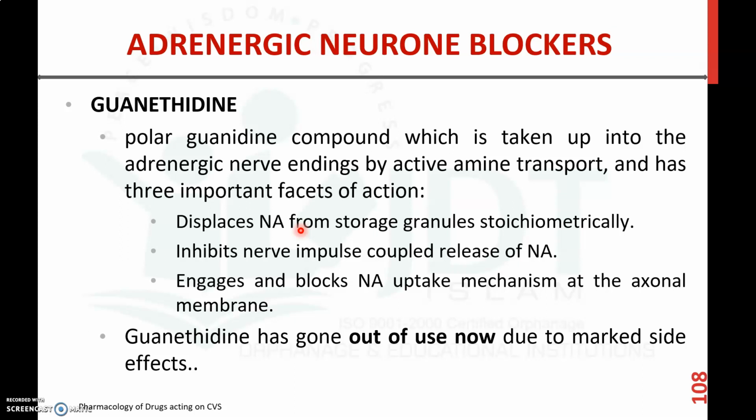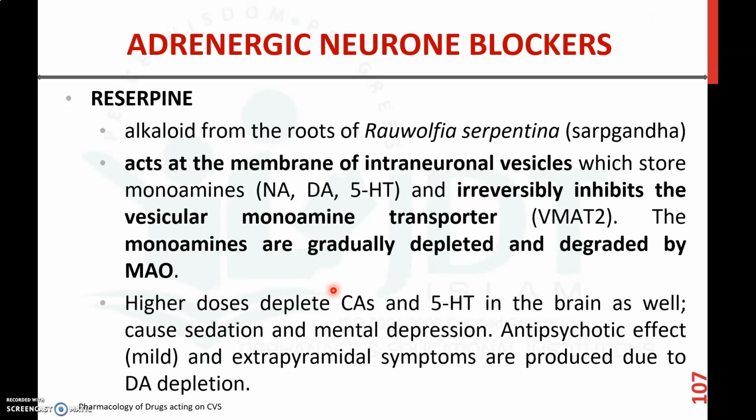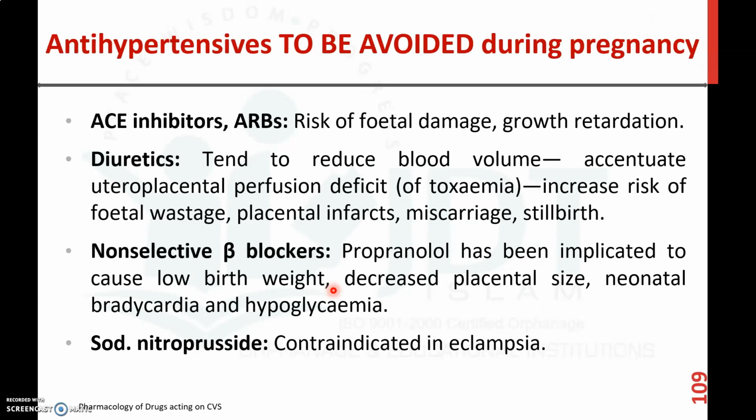Now another adrenergic neuron blocker agent is guanethidine, a polar compound which is taken into the adrenergic nerve ending by active amine transport and has three important facets of action. They will displace noradrenaline from the storage granules. They will inhibit the nerve impulse coupled with the release of noradrenaline. They will engage and block the noradrenaline uptake mechanism at the axonal membrane. This is not used nowadays because of its side effects. So those are the adrenergic neuron blockers like guanethidine as well as reserpine.